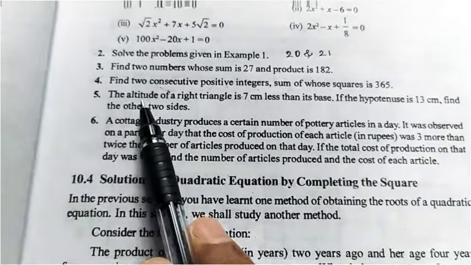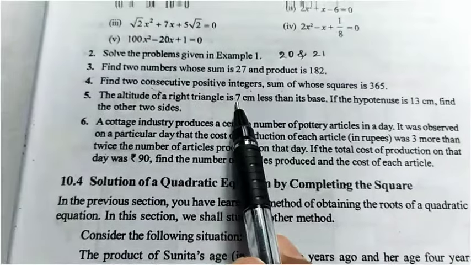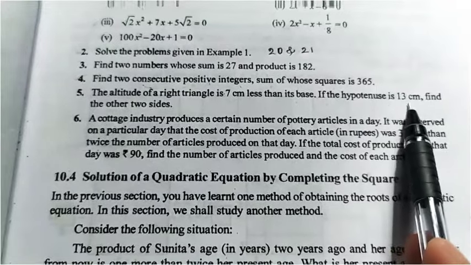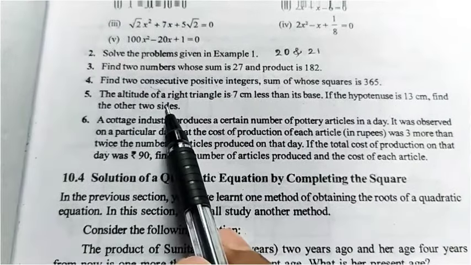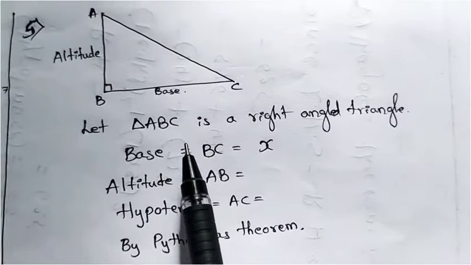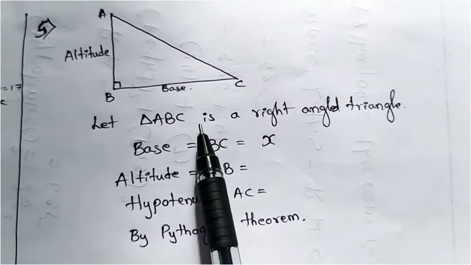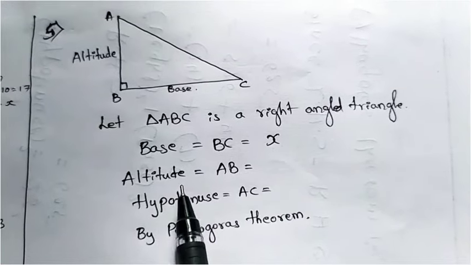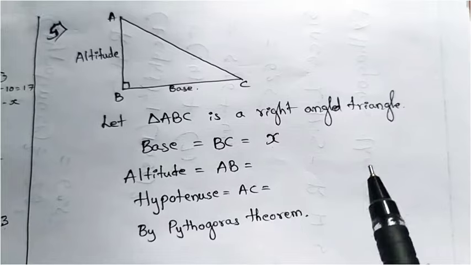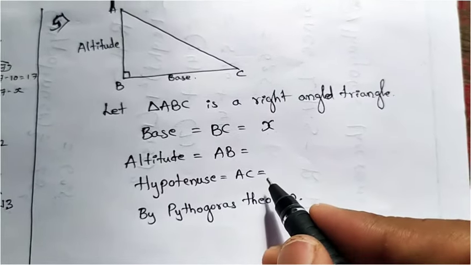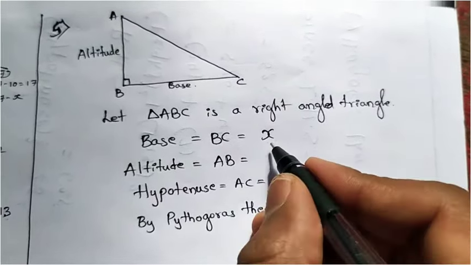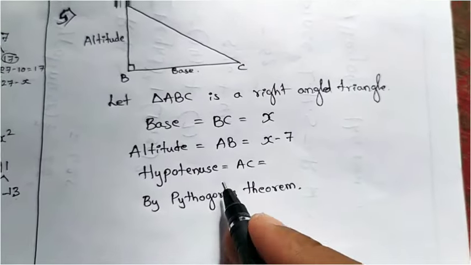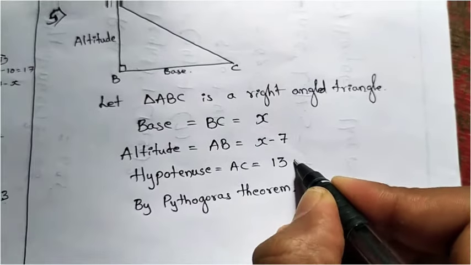Now the fifth one: the altitude of a right triangle is 7 cm less than its base. If the hypotenuse is 13 cm, find the other two sides. So let's take the base as x, and ABC is a right angled triangle. Here the base, that is BC, as x, and the altitude, they have given 7 cm less than its base. So if it is x, then the altitude will be x minus 7, and they have given the hypotenuse as 13 centimeters.